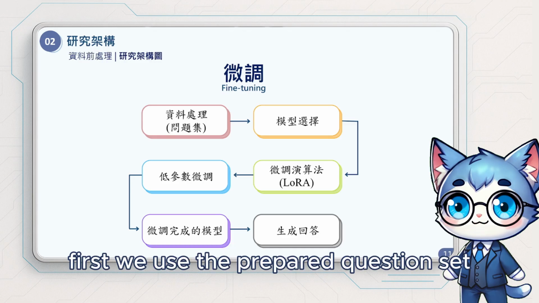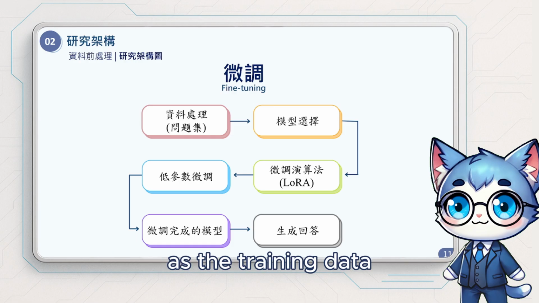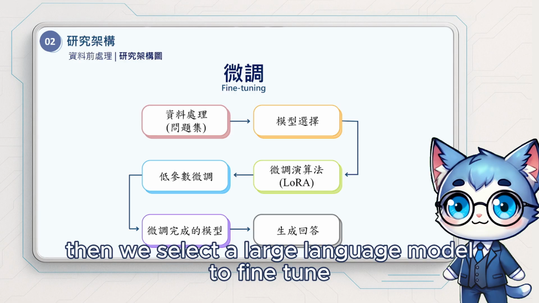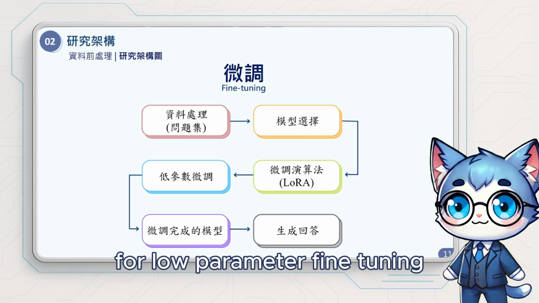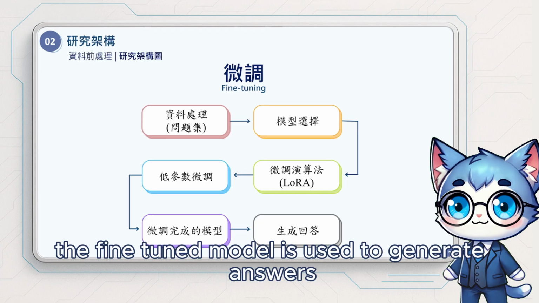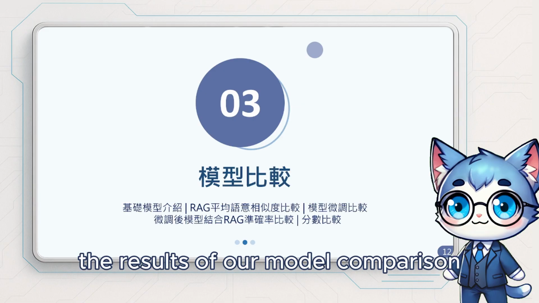First, we use the prepared question set based on financial regulations as the training data. Then, we select a large language model to fine-tune and apply the LoRa algorithm for low-parameter fine-tuning. Finally, the fine-tuned model is used to generate answers. Now let's move on to part 3, the results of our model comparison.